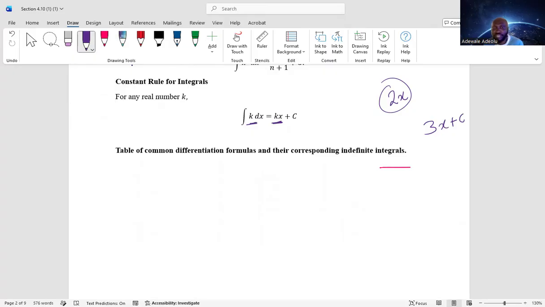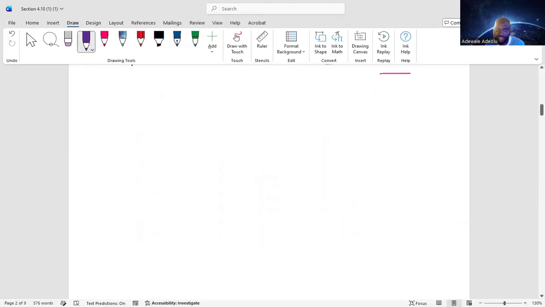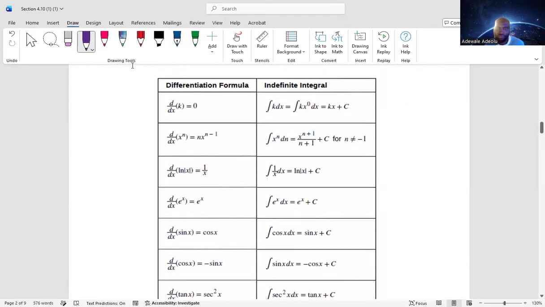So kx plus C. Let us look at some common differentiation formulas and their corresponding indefinite integrals. Remember, we are just going backward from what we have learned.